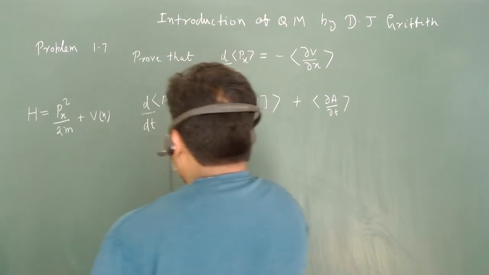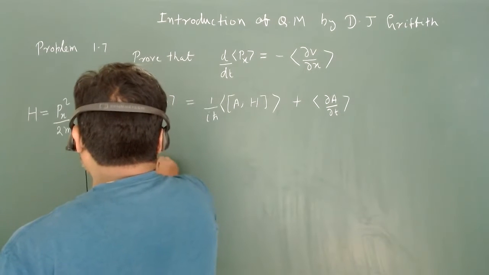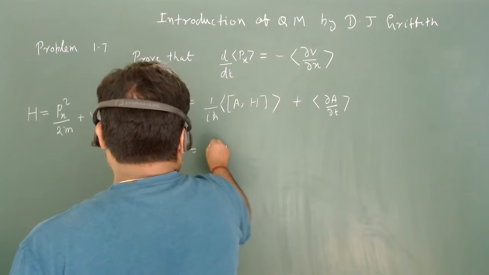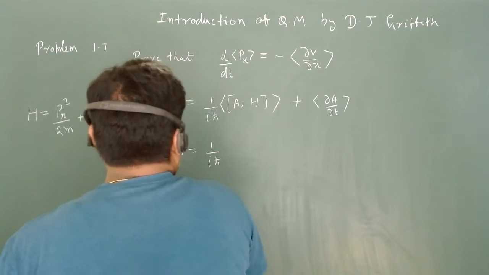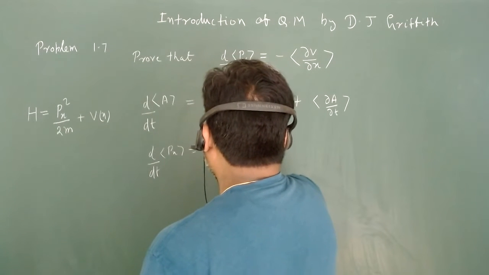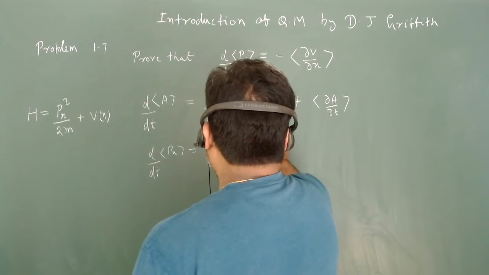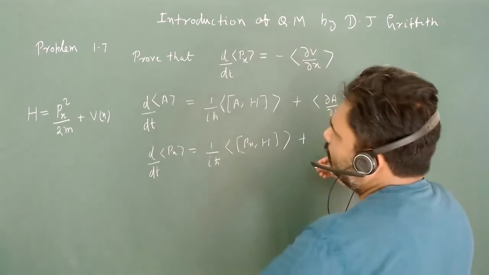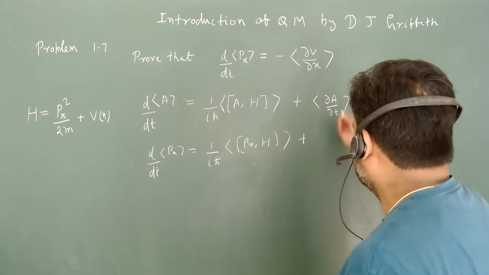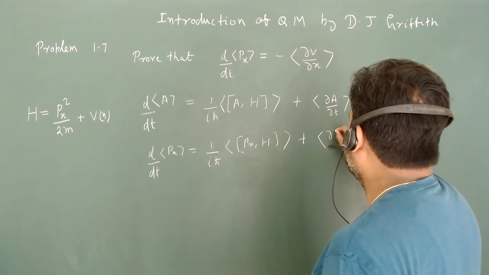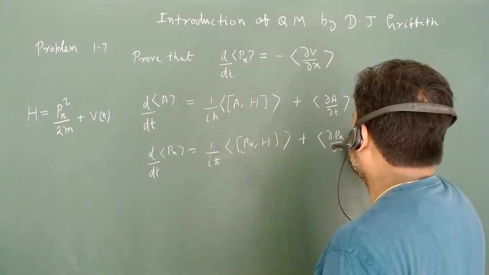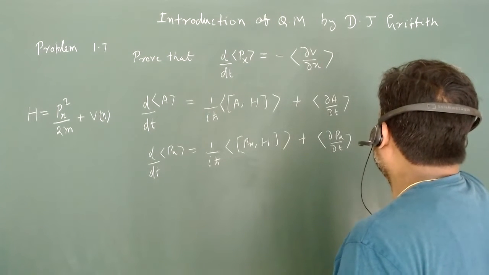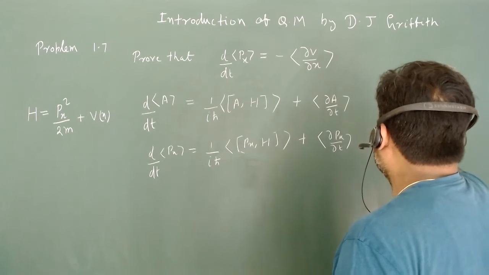What we have to do is calculate d/dt of the expectation value of px, which is equal to 1 upon i h-bar times the expectation value of the commutator of px and H. Obviously px is not an explicit function of time, so the term del px upon del t is equal to 0.